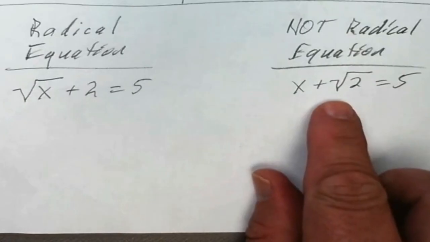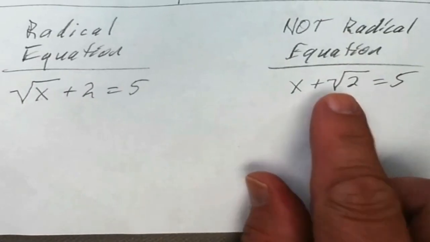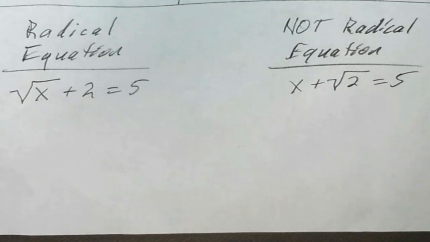This one is the square root of 2. The square root of 2 is just a number. It's a number. That's all the square root of 2 is. It's simply a number. So that's not a radical equation.